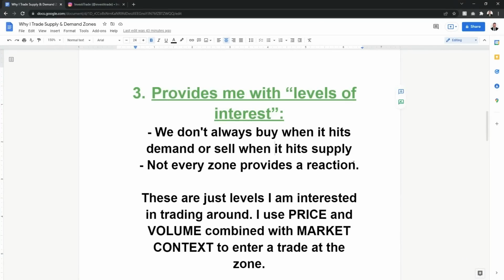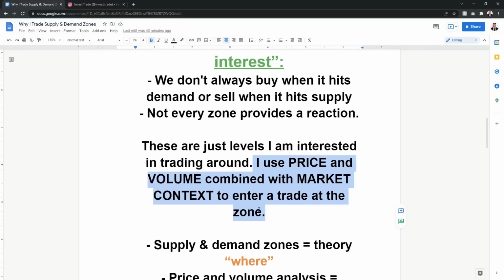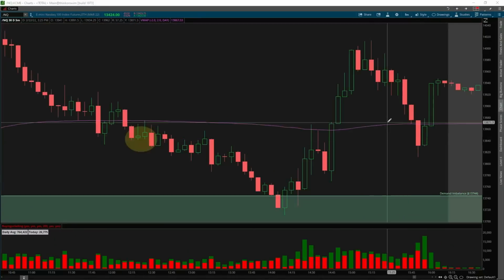Not every zone provides a reaction. I'm going to show you that. These are just levels that I'm interested in trading around. I use price and volume combined with market context to enter a trade at a zone. I cannot say how key that is. I don't enter randomly when it hits a demand zone.